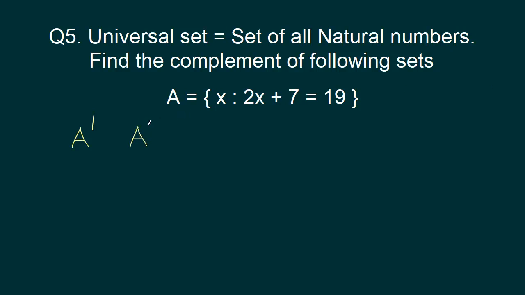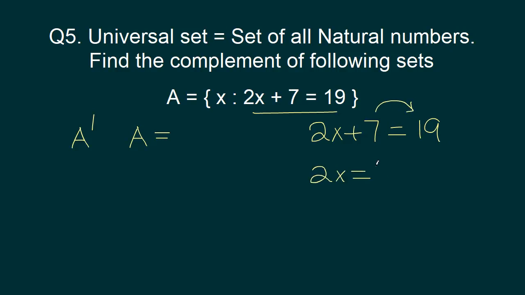So A is equal to, so it is X. So set A contains X, where 2X plus 7 is equal to 19. So we have to first solve this equation to find out the value of X. So let's do it over here. So we have 2X plus 7 equals 19. So we are going to get the 7 on this side. So we are going to be left with 2X is equal to 19 minus 7. And this will be simply, so we will have 2 and it will be 12.